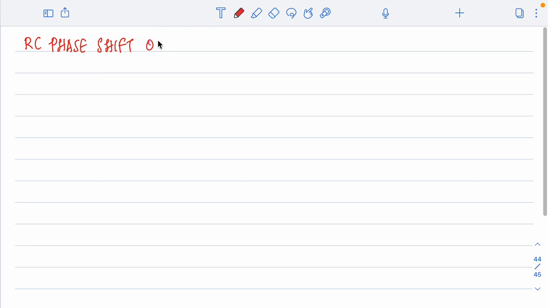This oscillator is based on Opamp. It is not based on the discrete transistor circuit. Here we will discuss how we can have an RC phase shift oscillator using an Opamp. You are familiar with the Opamp based circuits, right? So what we will do is just look at the circuit diagram of an RC phase shift oscillator.